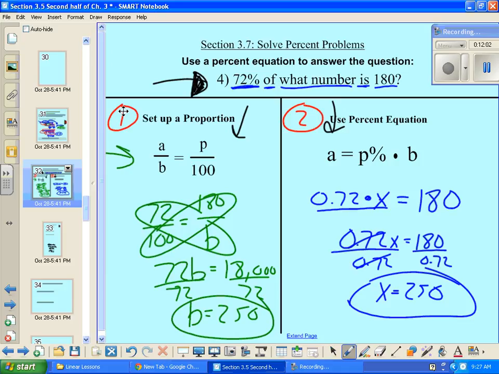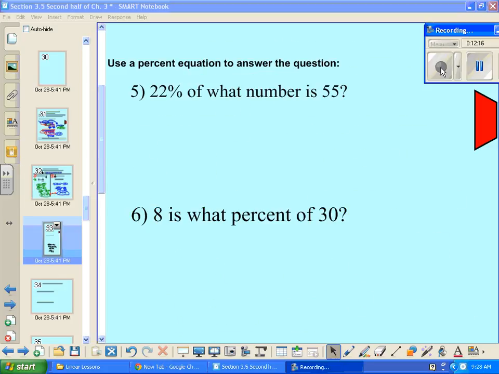It does not matter what method you use. I'd like you to practice both methods so we can see them both and then make our own informed decision on which one we like. But just know that they both have their pros and cons. Either one will work. We'll look at just a couple of other examples here, again setting up a problem with a percent equation.